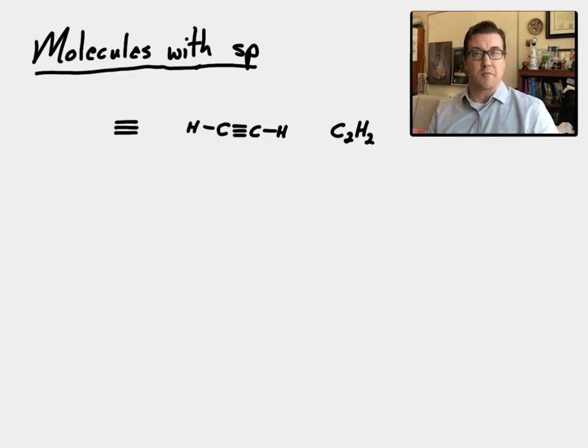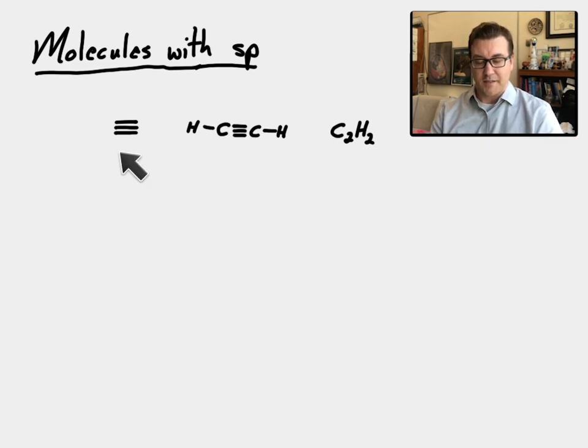So let's look at a few molecules that have sp character in them. The first that we're going to look at is called acetylene. So we can draw it like this, as simply 3 lines. Sometimes we'll draw it this way so you can recognize that there are indeed protons, or hydrogen atoms rather, at the ends of these molecules.